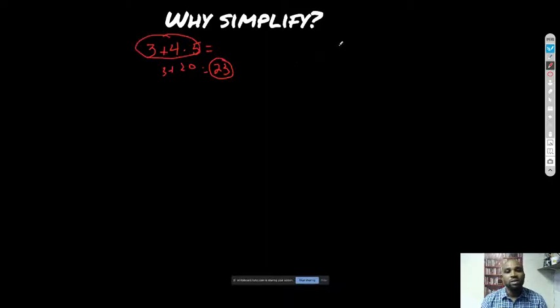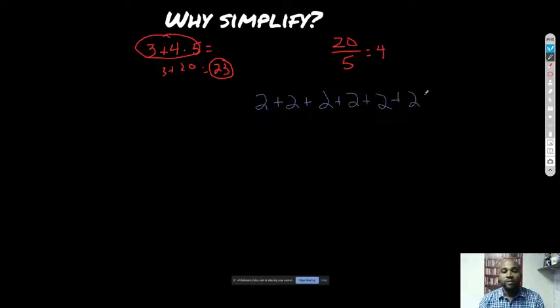Or you may hear the word simplify for a fraction. You may see 20 over 5. That's a little bit complicated, but it's easier to say 20 divided by 5 is 4. Or, a little bit closer to the subject at hand, let's say you had $2 every day: 2 plus 2 plus 2 plus 2 plus 2 for a whole week. And you wanted to know, if this continues, how much will I have in 30 days?